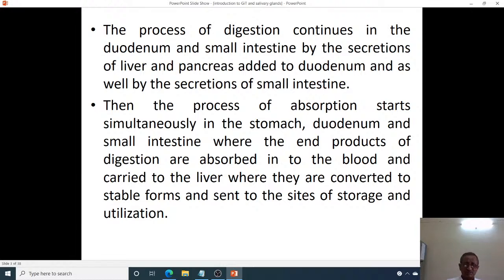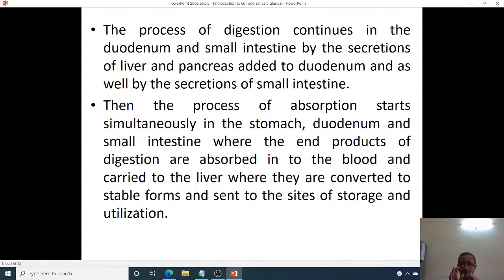Then the process of absorption starts simultaneously in the stomach, duodenum and small intestine, where the end products of digestion are absorbed into the blood and carried to the liver, where they are converted to stable forms and sent to the sites of storage and utilization. So the process of absorption starts in the stomach. So in the stomach, what is getting absorbed? The water soluble parts of the food that we have taken, some medicines, or the products of the carbohydrates which are acted upon by the enzymes present in the saliva already.